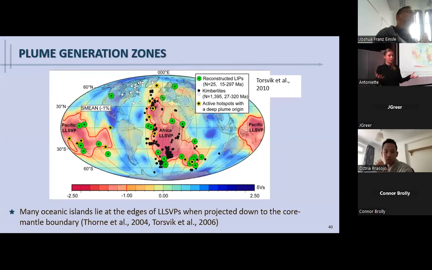So I talked about these LLSVPs. Here I actually wanted to show an image of them. These are zones of low seismic velocities just above the core-mantle boundary. If we now take the locations of ocean island basalt and plumes today and large igneous provinces and project them down towards the core-mantle boundary, that's what these green and yellow dots are, then we see that they are either in the area or near the edges of these LLSVPs, around these red regions. That's one observation.